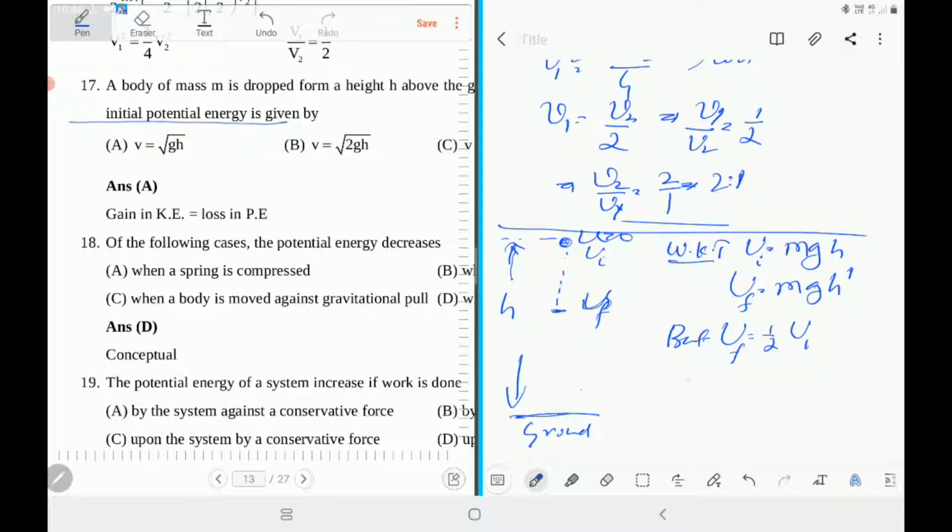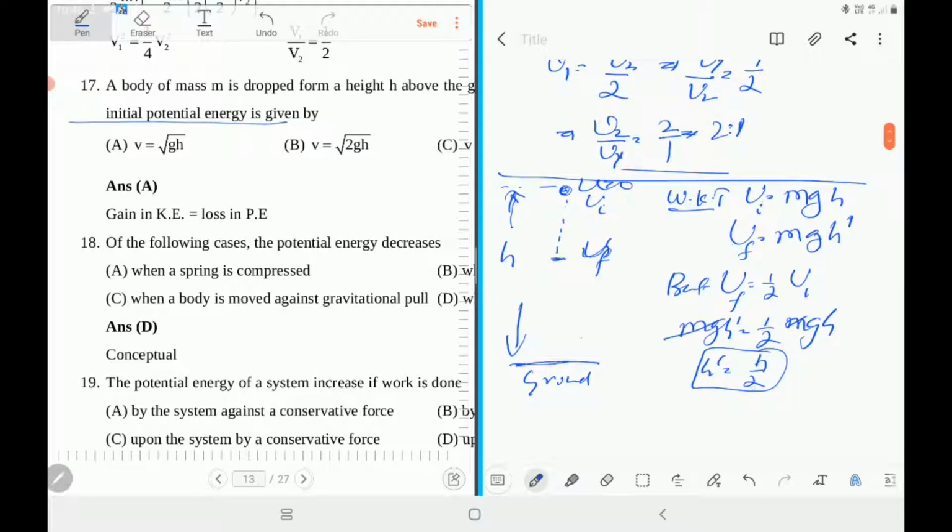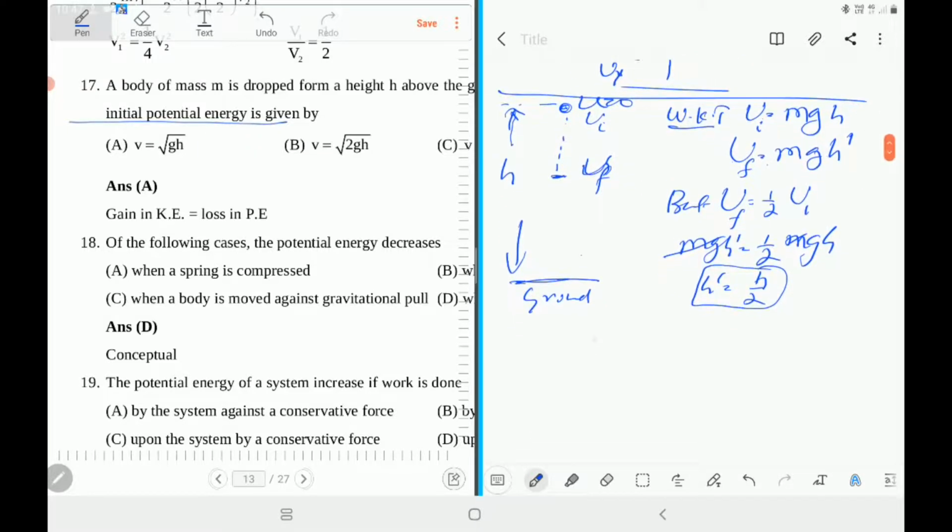What is the potential energy expression? mg h dash, final, is half times mgh. So mg cancels, so you have h dash is half of h. So potential energy halved implies height also halved. You can know just from the relation itself. U half means h half. Direct relation. That's fine.